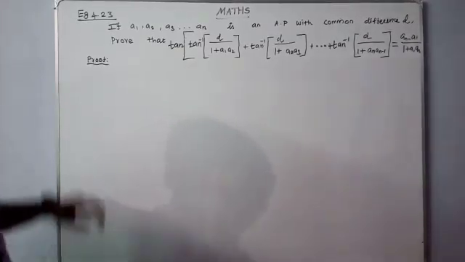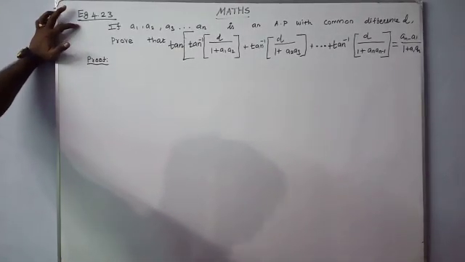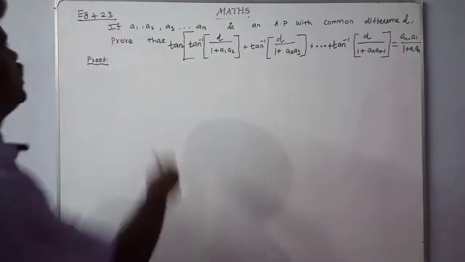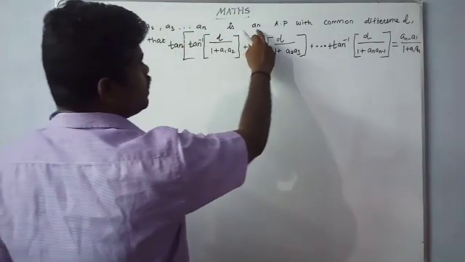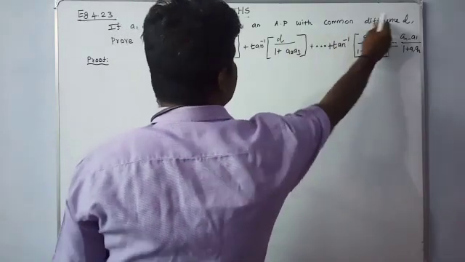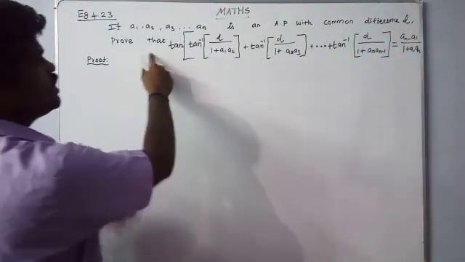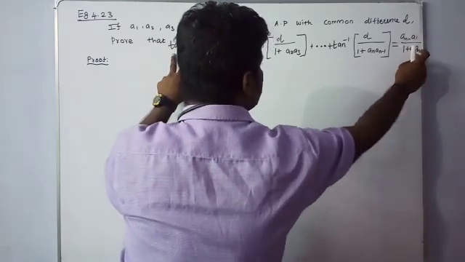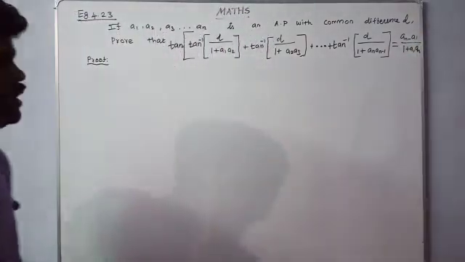Today we are going to discuss the topic inverse trigonometric functions, example 4.23. If a1, a2, a3 and so on up to an are in arithmetic progression with common difference d, prove that tan of this result is equal to an minus a1 divided by 1 plus a1 an.